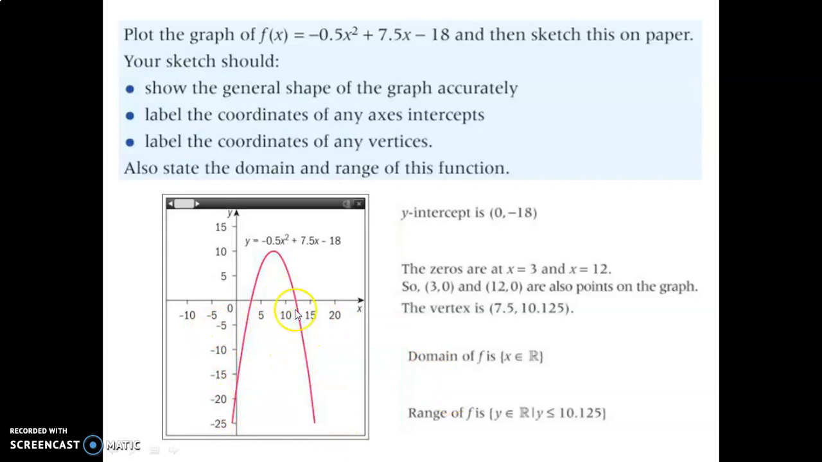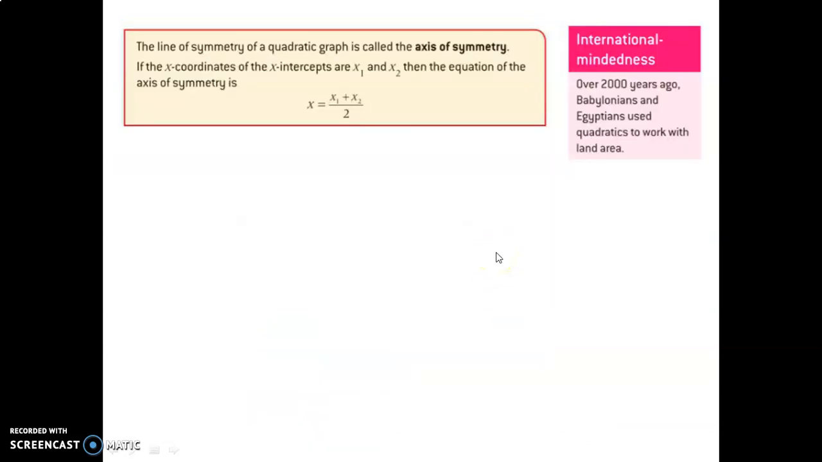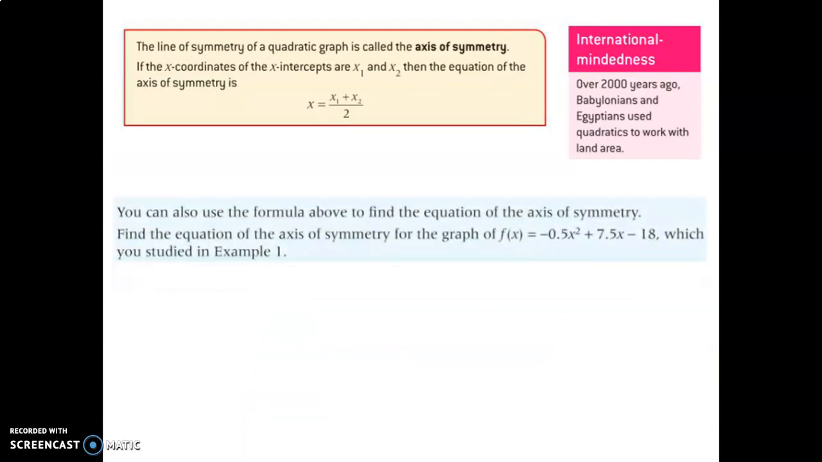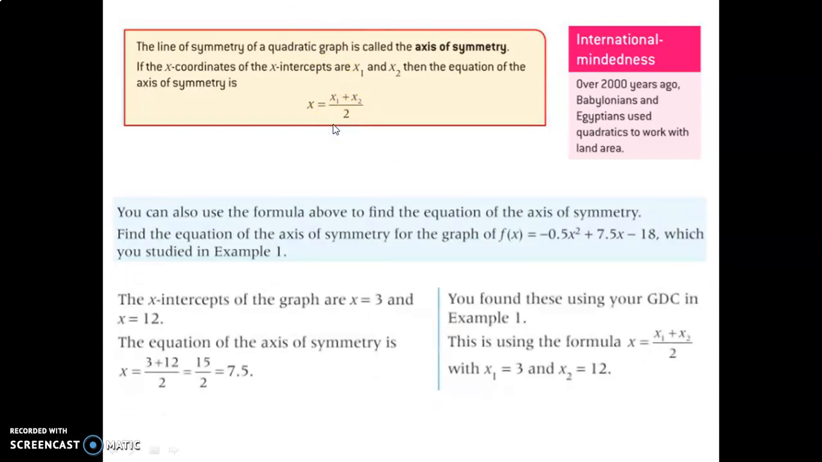The range is the y values this parabola can be. Well, the parabola can be any negative y value all the way down, but it ends right here. So it only goes as high as that point. So the range is y values less than or equal to that 10.125. One last point. Please read this and try this problem. The vertex is just the average between, right? There's the answer. Great work.